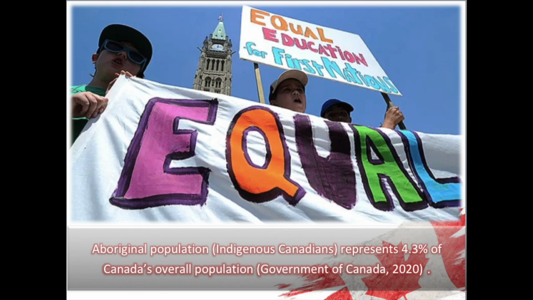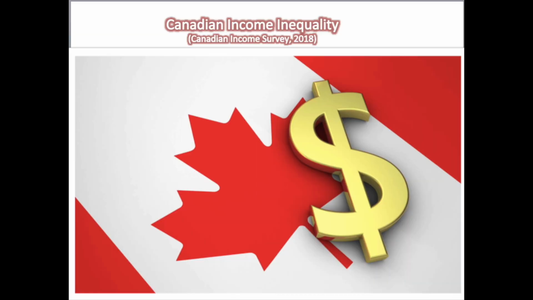Aboriginal population, or the Indigenous Canadian, which consists of 3 groups, one of them is the First Nation that appears on the screen, represents 4.3% of Canada's overall population, and most of them are from economically disadvantaged class. Based on the Canadian Income Survey in 2018, the market basket measure states that 10% of the Canadians accounted for 23% of Canada's total income, while the lowest 40% of the population represented 20.8%.